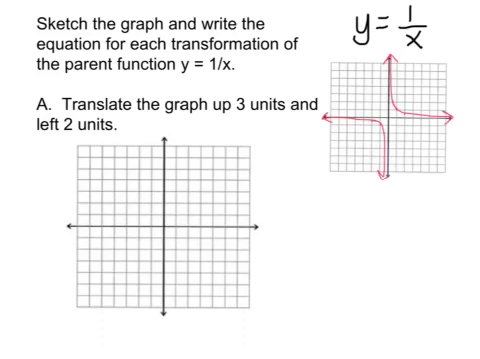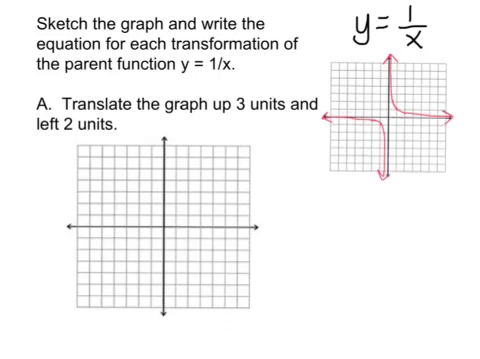So sketch the graph and write the equation for each transformation of the parent function y equals 1 over x. So over here I have a reminder of what that graph looks like, and now we're supposed to translate the graph up 3 units and left 2 units. And if we look at this parent graph, if we translate the graph up 3 units, what's going to change is the location of the horizontal asymptote.